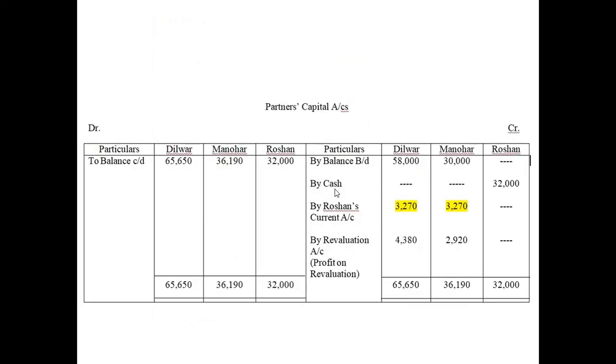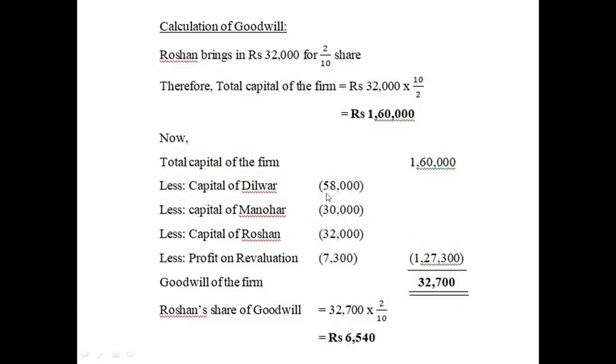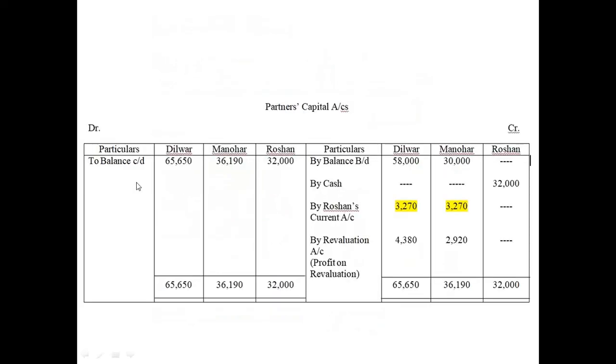The main logic behind this is whatever the items are appearing in the credit side are all to be subtracted. The 1, 2, 3, together this is 4. These 4 items are to be subtracted. 1, 2, 3, and 4. This 7,300 is the profit, isn't it? So these 4 items have to be subtracted. But if there was loss on revaluation, it would appear in the debit column. So it had to be added.